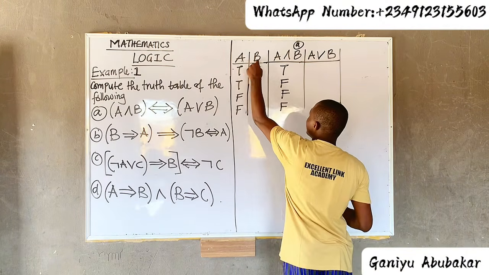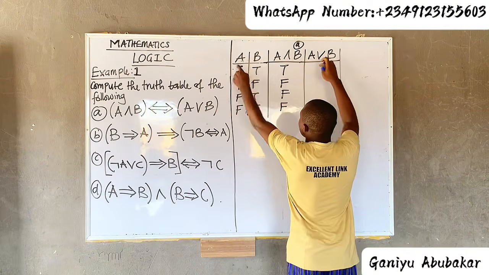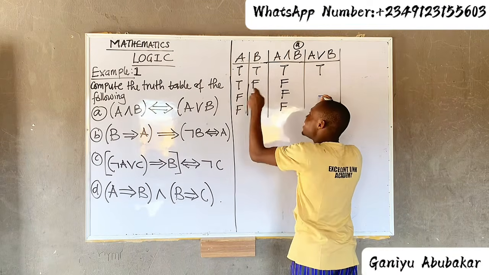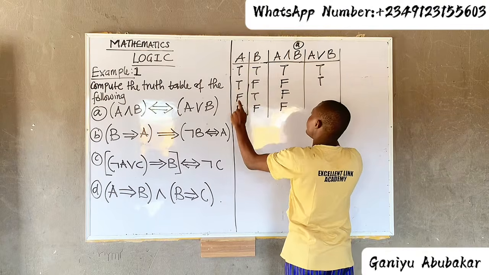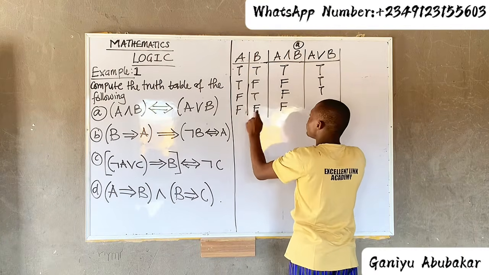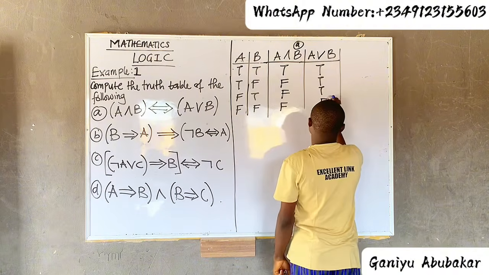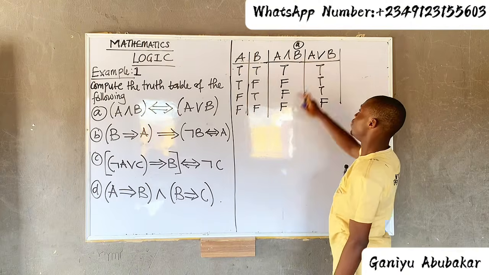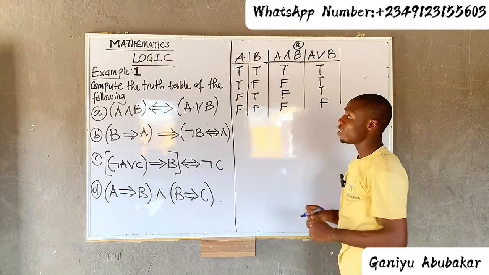So this is A and B. I'm focusing on the two of them. True, true is true. True, false, at least there is a true there, becomes true. False, true, at least there is a true there, becomes true. False, false, there's no true, becomes false. This is my A or B, and this is my A and B concept.